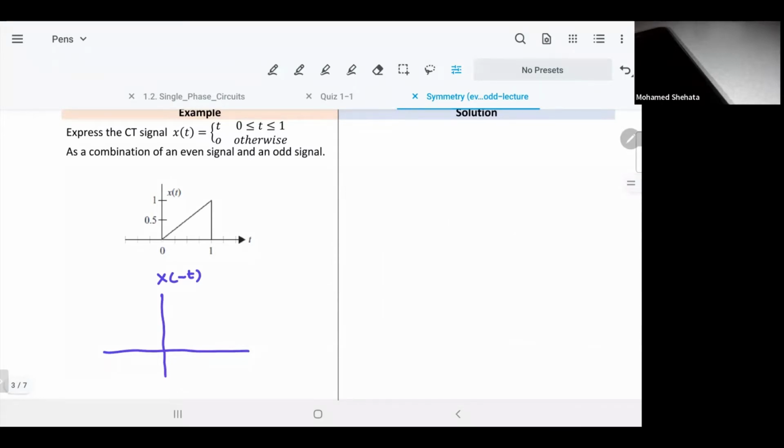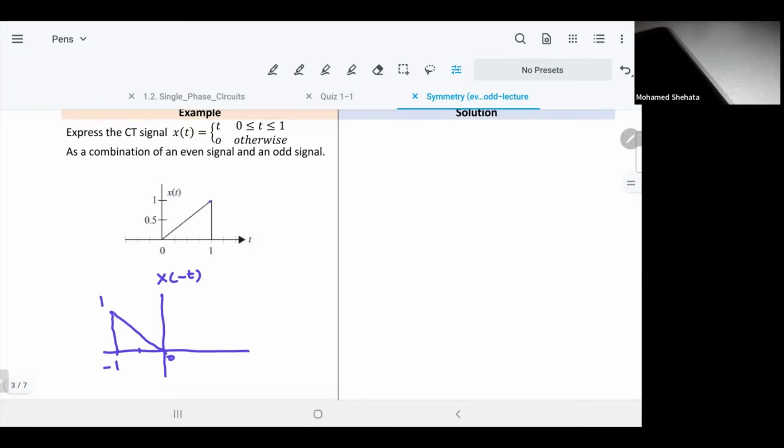So this one is from 0 to 1, and the height is 1, a triangle. So the 1 will become negative 1, and the point at 0 stays where it is. It will be a reflection like that. That's x of negative t. So how do you do time inverse? Reflection on the y-axis. You don't change any amplitude. The magnitude of the interval does not change, only the sign of that interval. Instead of 1, negative 1.